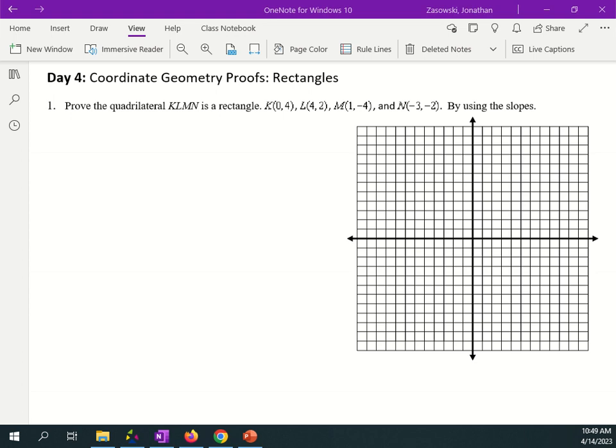Squares, okay? So for day 4, we're going over rectangles and squares. We're going to start with rectangles first, okay? An easy way to get rectangles is that if you have a rectangle, what do we know about a rectangle compared to just a regular parallelogram?